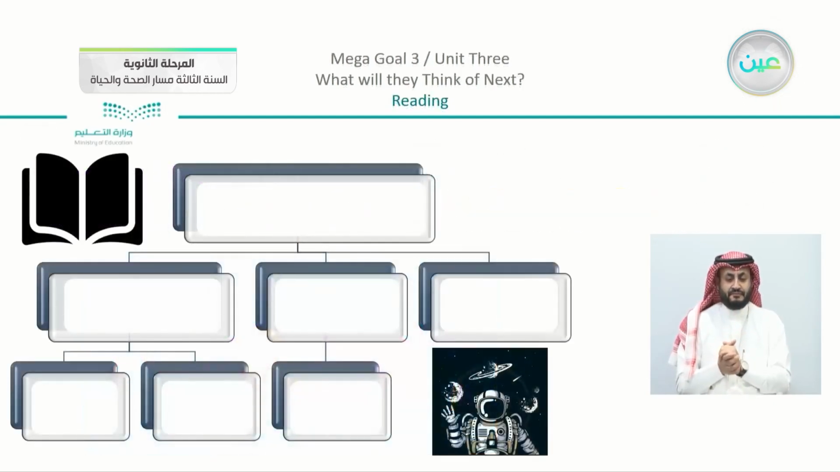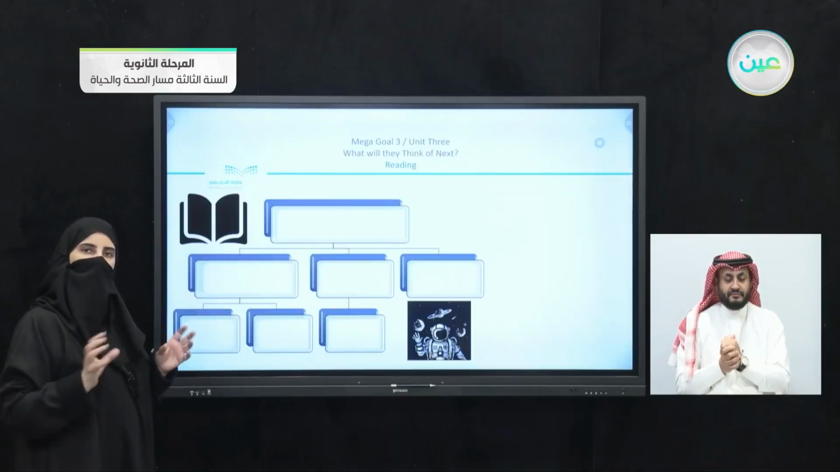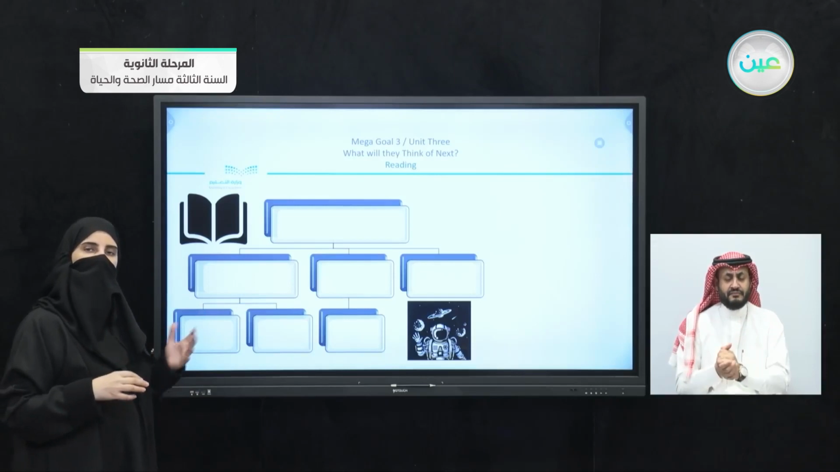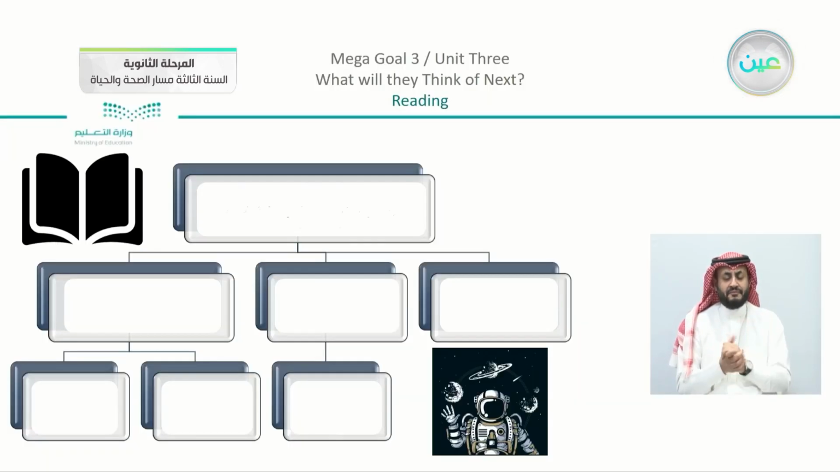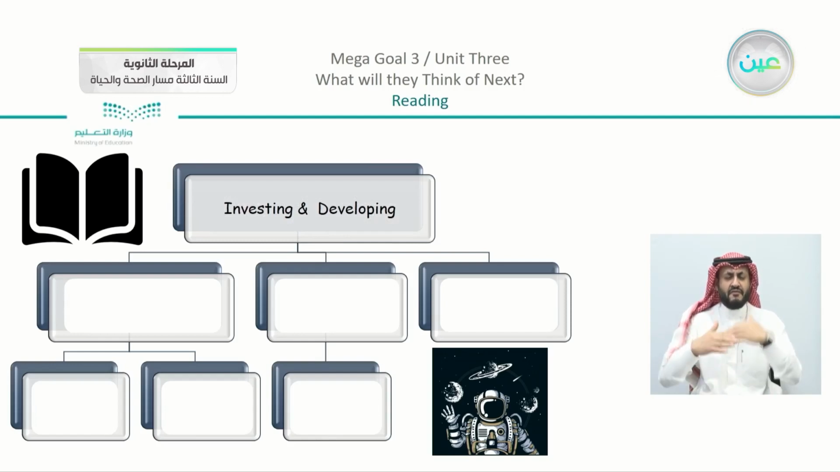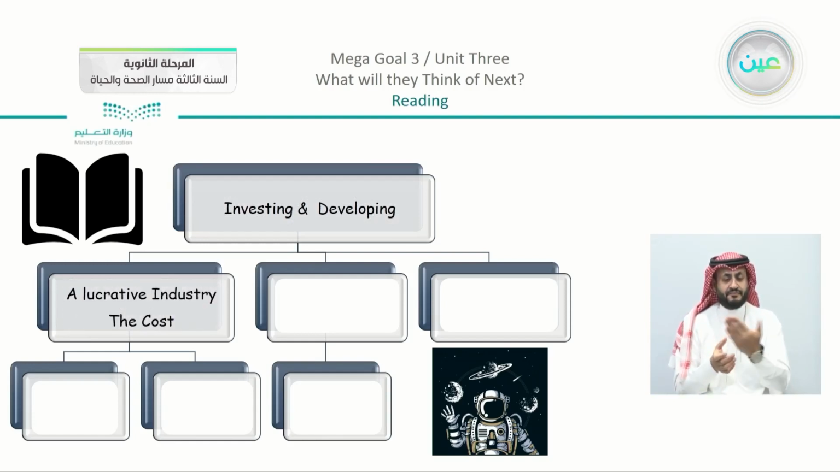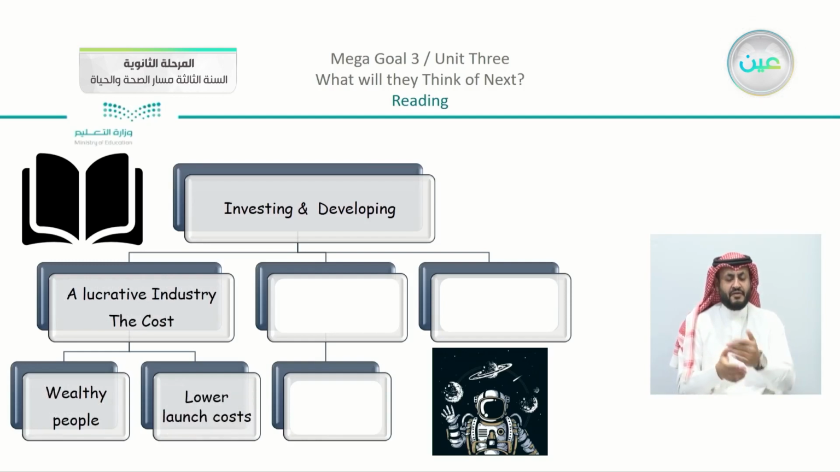Now we have reached the very end of our reading passage. Just to write here in a graph the details that we talked about. You can see that, of course, we have here, it is about investing and developing. Now they are thinking about plans and what they can do as businesses in space. This is divided into a lucrative industry or in the cost, which is for wealthy people at the moment. And they are planning for lower launch costs.